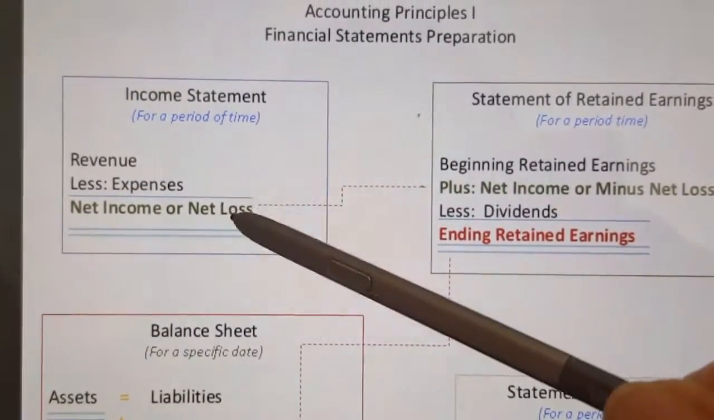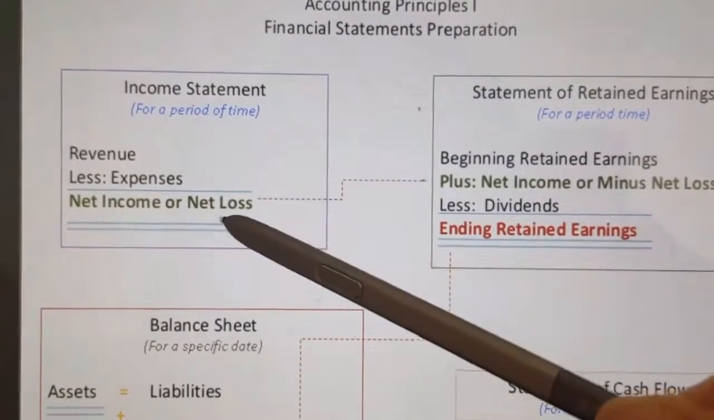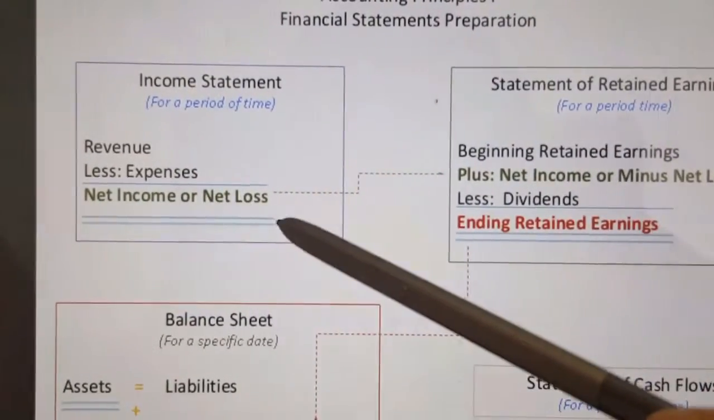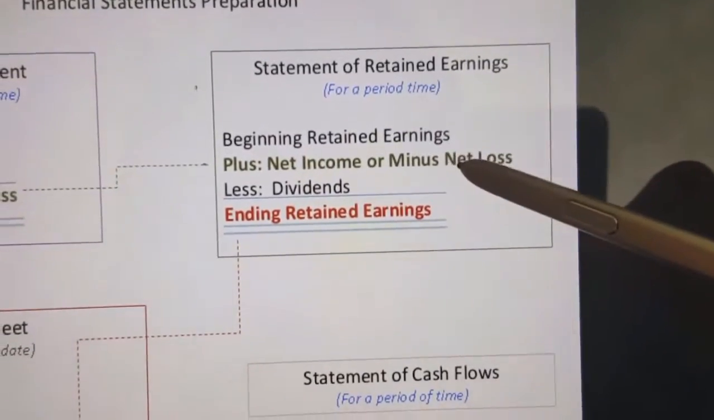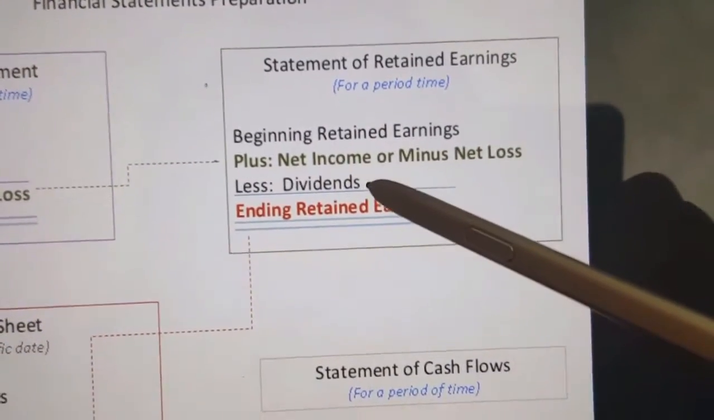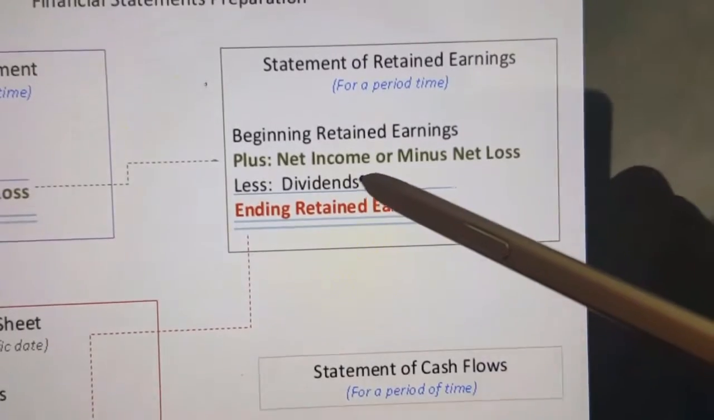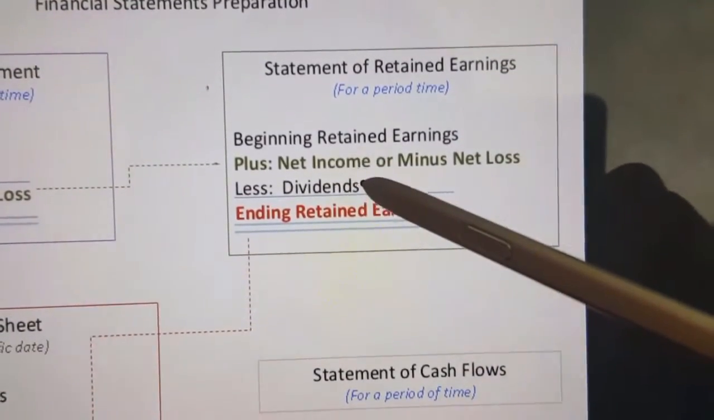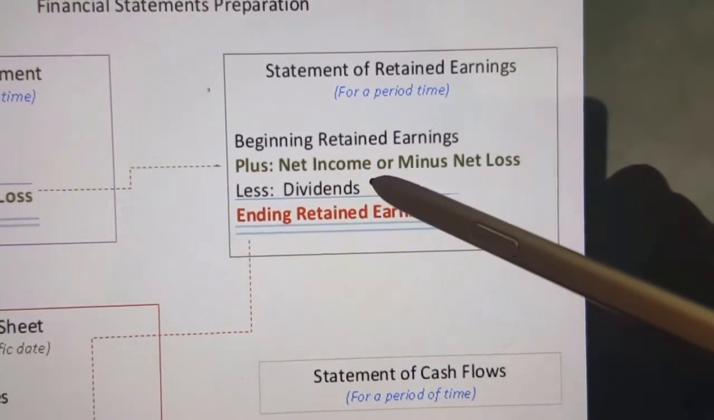Your net income or your net loss. Remember, you can't have both. You've got to have the one or the other. Your net income or net loss is going to go to your statement of retained earnings, and then you're going to subtract your dividends. And your dividends amount is going to come from your adjusted trial balance.